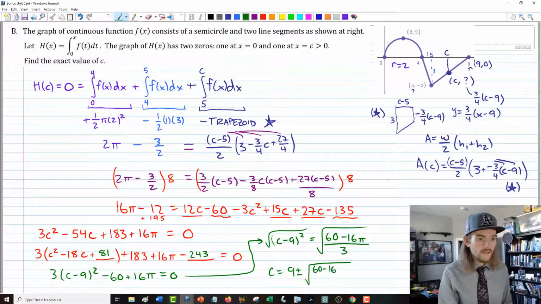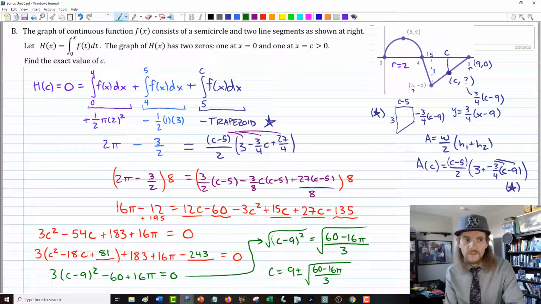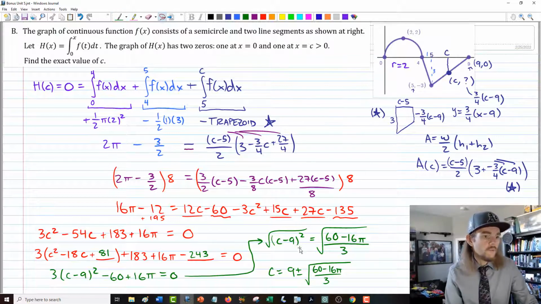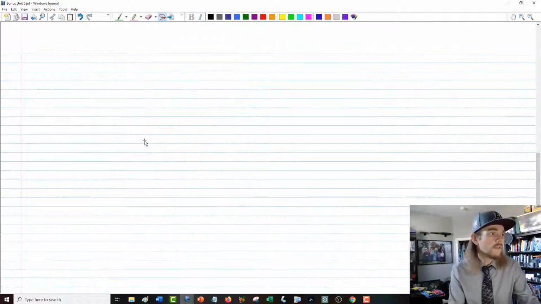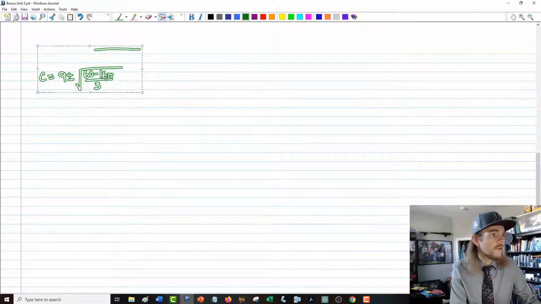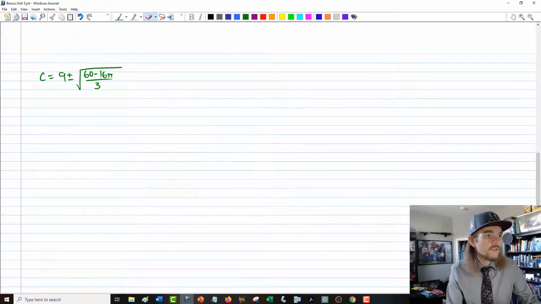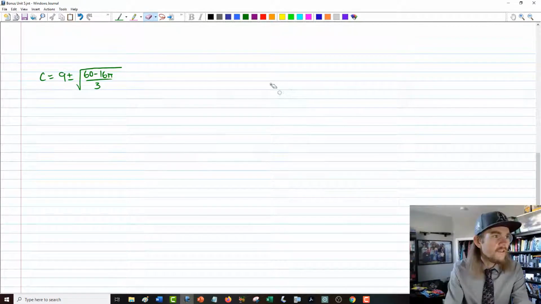60 minus 16 pi divided by 3. So now that gives us 2 possible answers. So it's worth asking ourselves, are both of these answers correct? So I'm going to paste it over here, and I'm going to go pull up Desmos, and let's actually investigate which... Yeah, just kidding. We don't need Desmos to do this. I already figured that out.